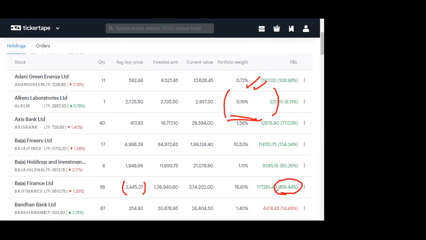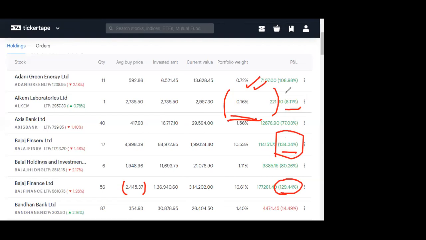I hope all of you can see this. It is 129%. Yes, correct. And what about Bajaj Finserv? Tell me, what about Bajaj Finserv? But not everyone is giving that.